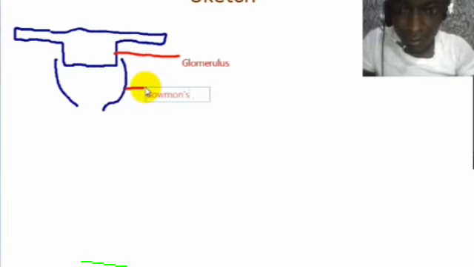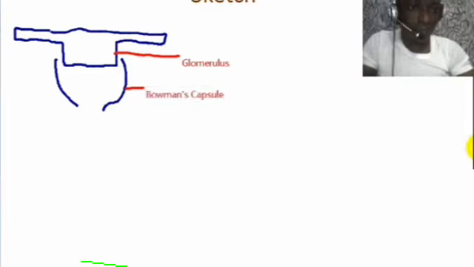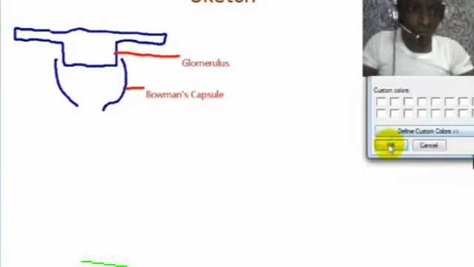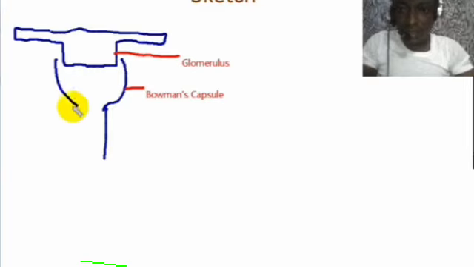It's very important that you know how to draw the nephron. This is the Bowman's capsule. Going forward, you can recall that the Bowman's capsule and the glomerulus are together known as the renal corpuscle. I'm going to label that later on.